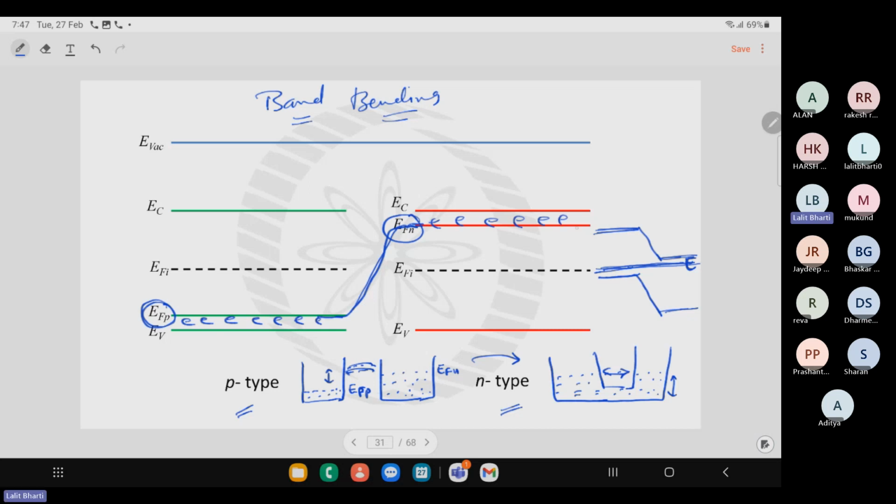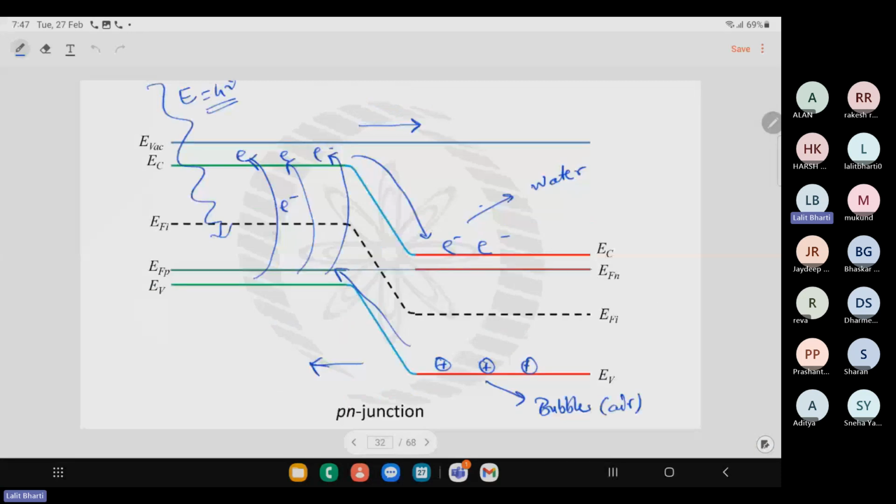Okay, so if you bias them, and if you have most of the electrons at this side, so this is basically the energy. So electrons will try to move from higher energy levels to lower energy levels. So your Fermi energy level will be intact. It will not change. Only your conduction and valence band will relatively change.